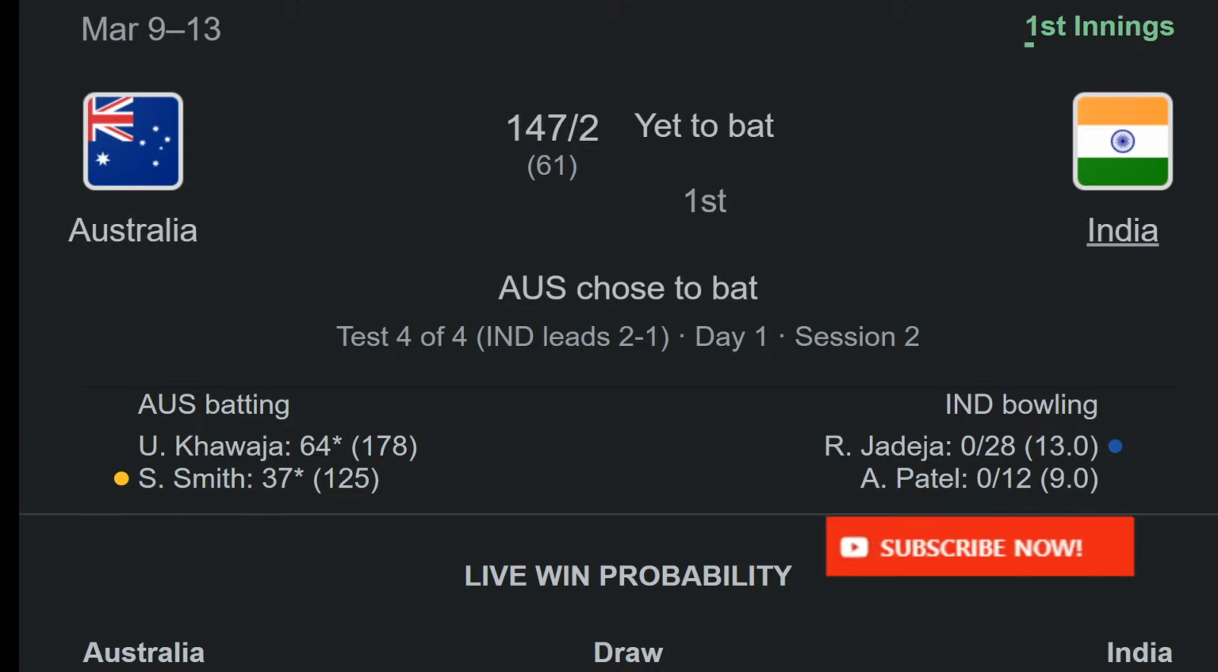62nd over, 147 for the loss of 2 wickets. Usman Khaja 64 and Steve Smith 37. 61.1 overs. Khaja 64 and Smith 38. 148 for the loss of 2 wickets.